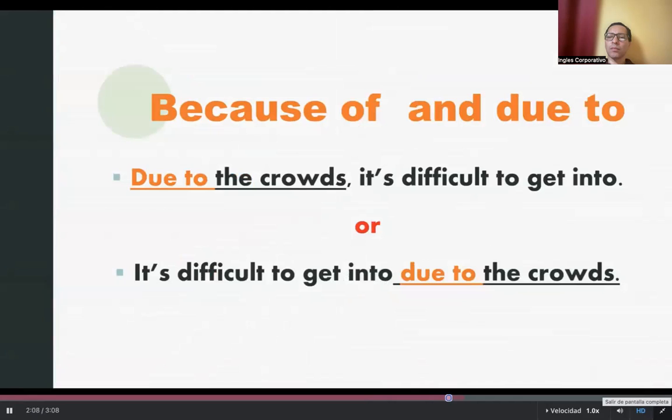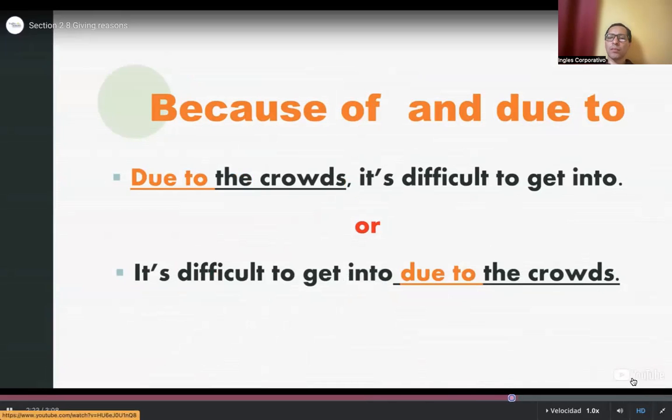Because of or due to can begin a sentence. When the clause is at the beginning, it is followed by a comma. Due to the crowd, comma, it's difficult to get into. Or it's difficult to get into due to the crowds. The clause with because of or due to is a subordinated clause, not a main clause.